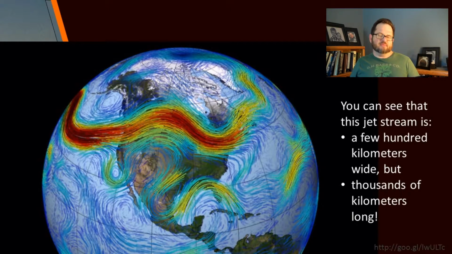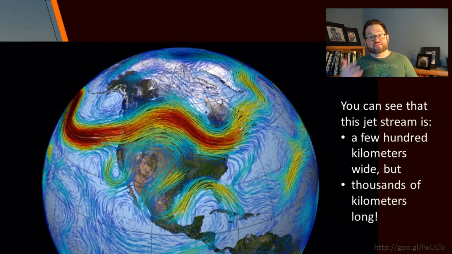It's a jet stream. How fast are jet streams? In the range of maybe 150 to 200 miles per hour on a really strong jet stream. You can see that this one is certainly at least 100 miles an hour, and that it is a few hundred kilometers wide, but thousands of kilometers long.